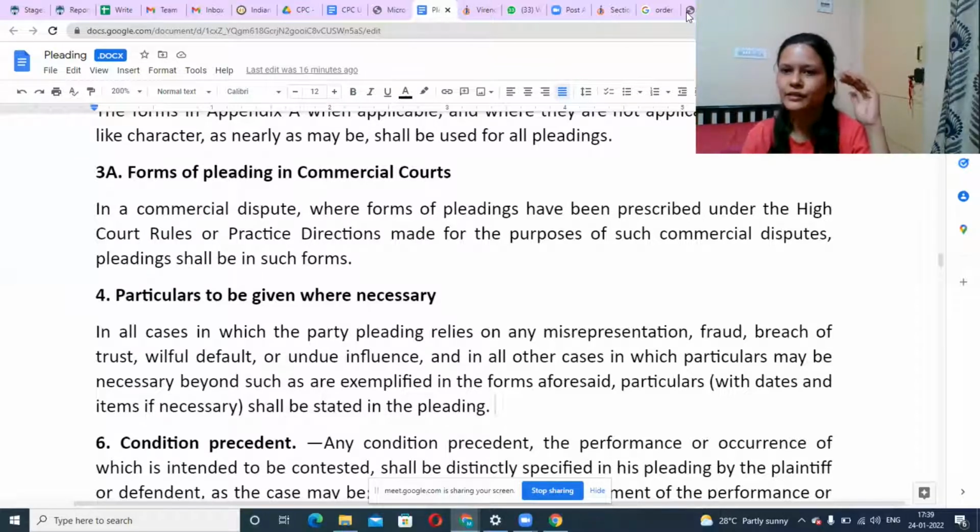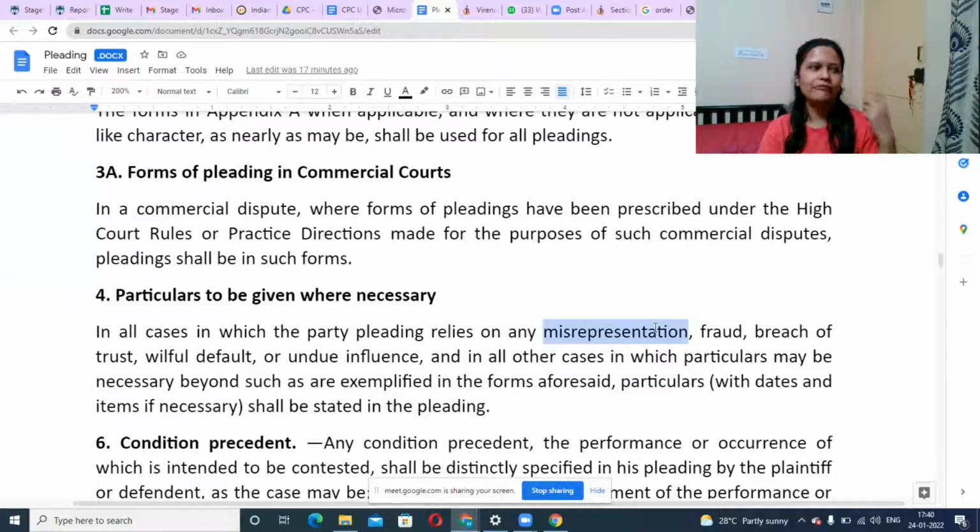Now, the pleading would be a standard format or template, as mentioned. But then parties may say, I am filing this case for possession of property, for a declaratory decree, or for title. But apart from title, it is also a case of misrepresentation, fraud, or breach of trust, based on which the party did not give me title or possession of property. So if they are claiming any of these things, some other materials might be there, right? With dates, the necessary items can be produced.